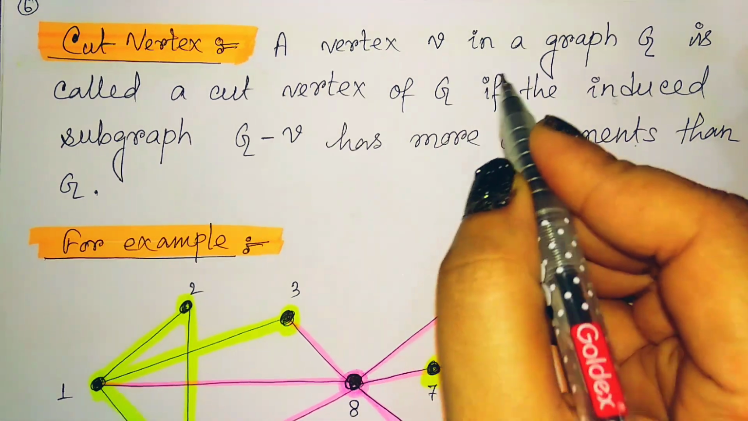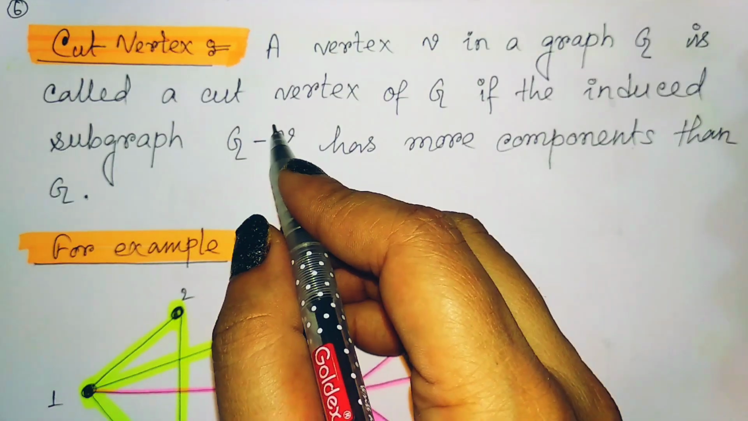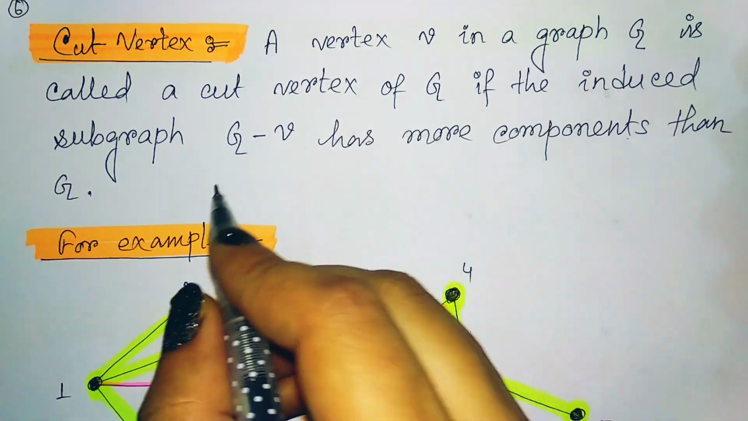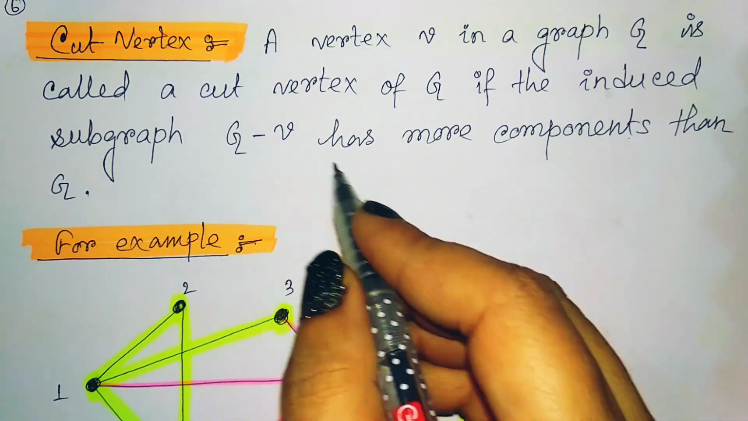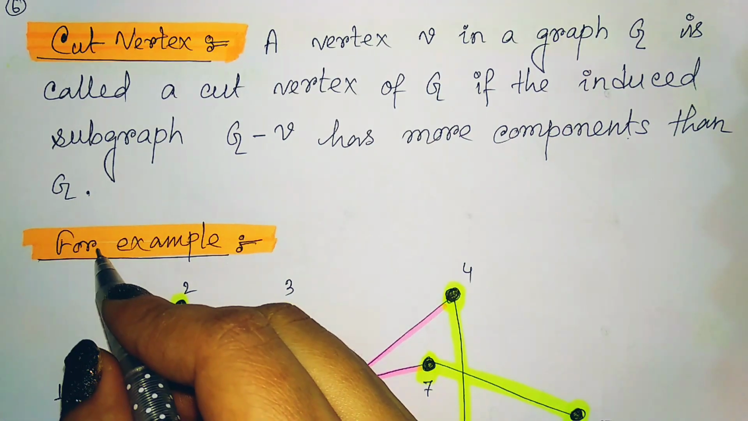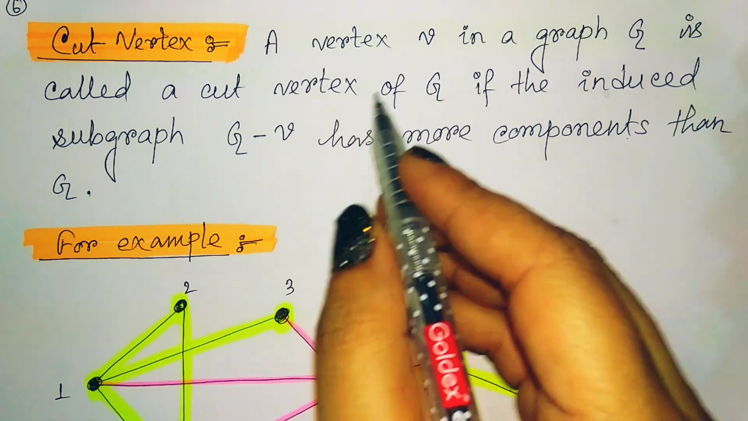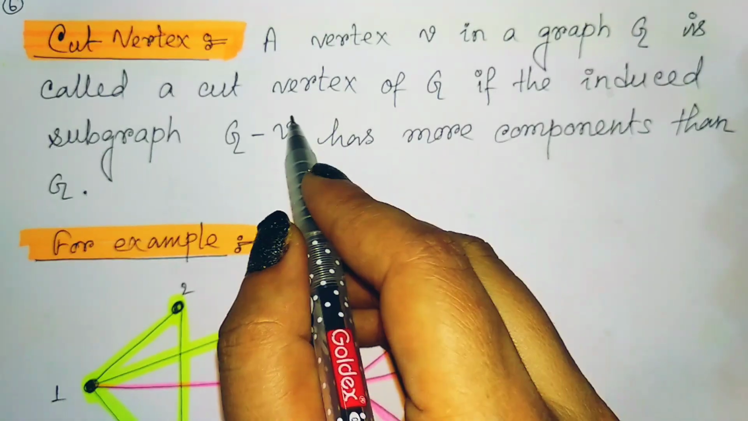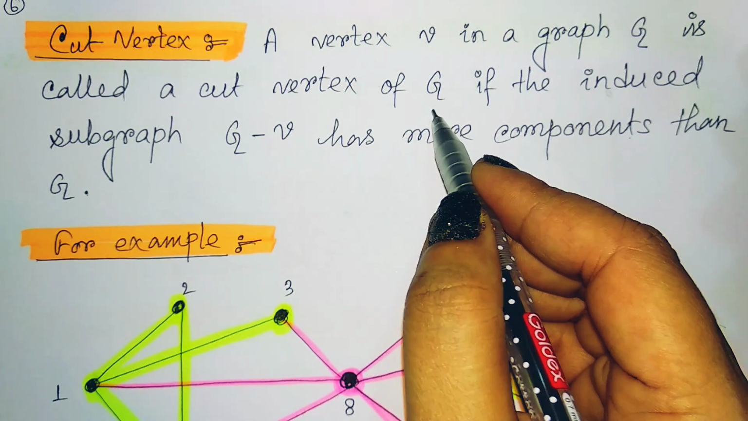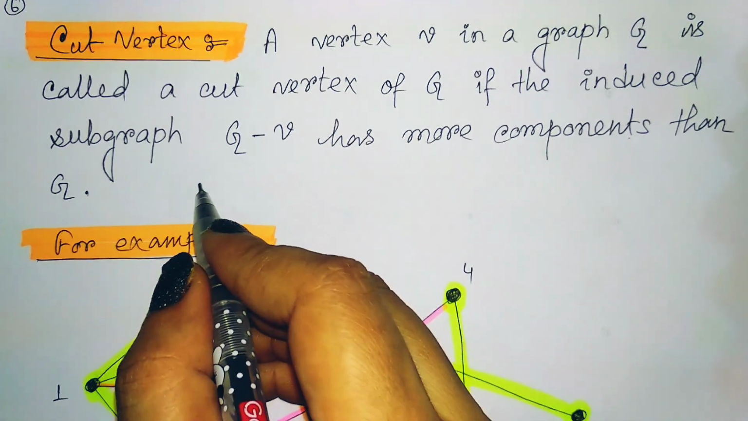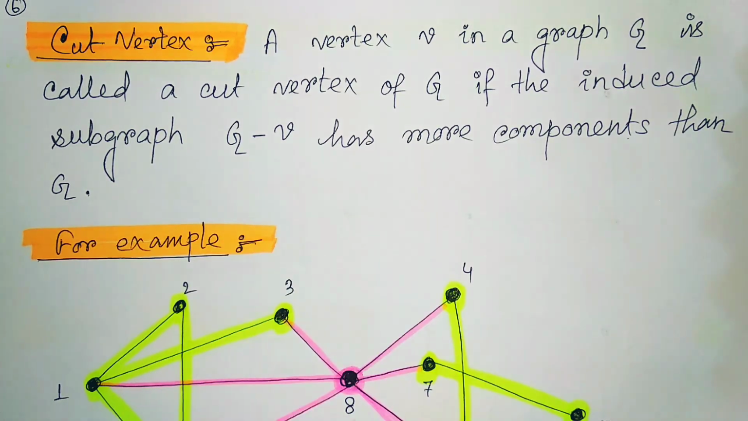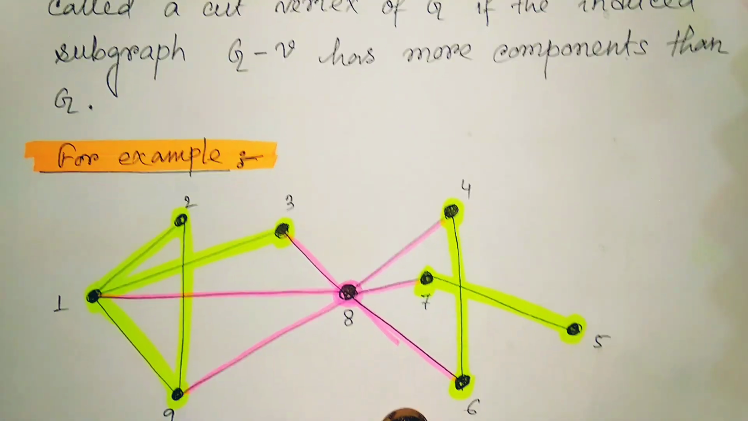A vertex V in a graph G is called a cut vertex or articulation point of G if the induced subgraph G minus V has more components than G. So what it says: a vertex V in a graph G is called a cut vertex or articulation point of G if the induced subgraph G minus V has more components than G. So, how to explain this in terms of the induced subgraph? Let us see with an example.